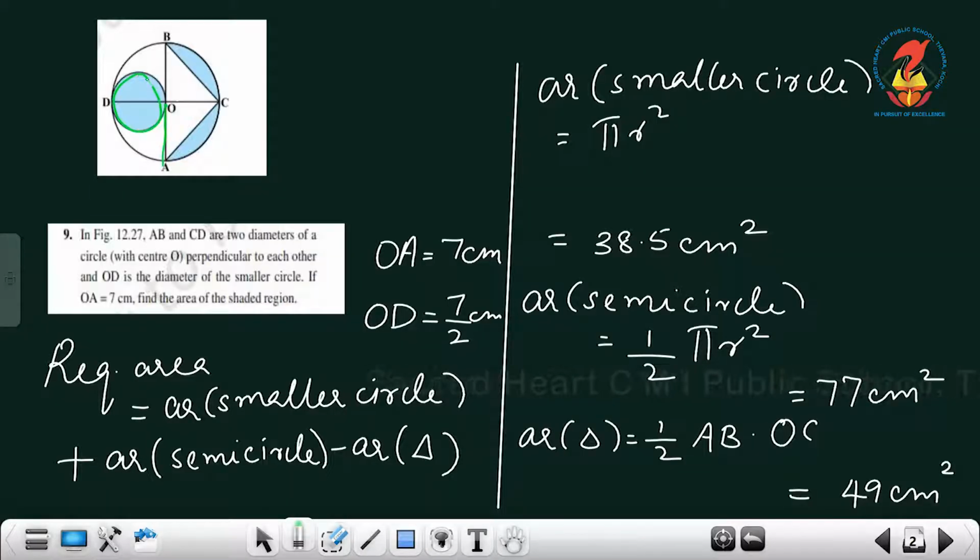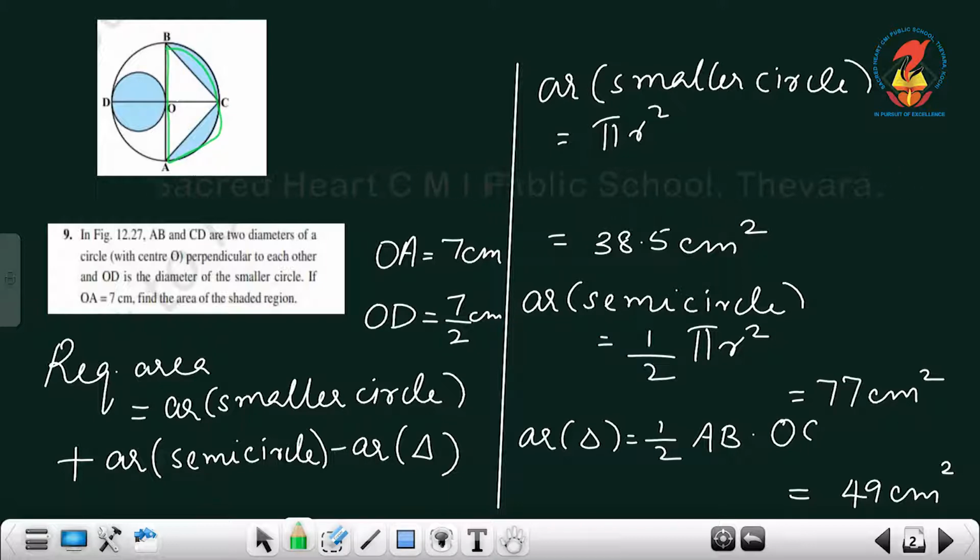You have to find the area of this region and these two regions. The method is, here we can just add the area of the smaller circle. Then what about this? How can you find this? Here you have to find the area of the semicircle and subtract the area of the triangle from that. So the required area is equal to area of the smaller circle plus area of the semicircle minus area of the triangle.